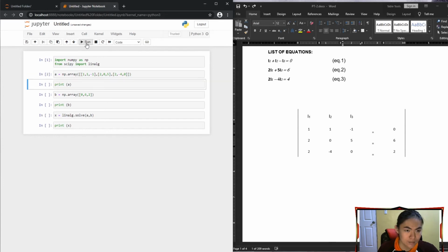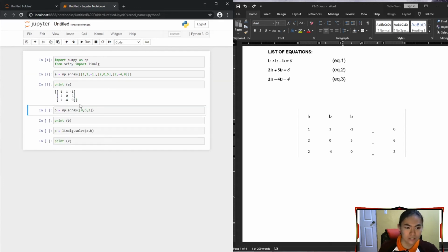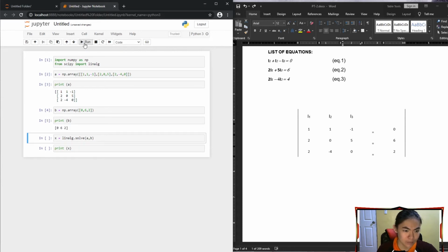Run. Run. So, yan. Kung titignan nyo dito, pareho itong ating matrix dito ng 1, 1, negative 1, 2, 0, 5, 2, negative 4, and 0. Dito sa ating matrix sa right na screen. Okay. Then, print natin ulit para check natin yung sa B. Okay. And then, print B. 0, 6, 2.